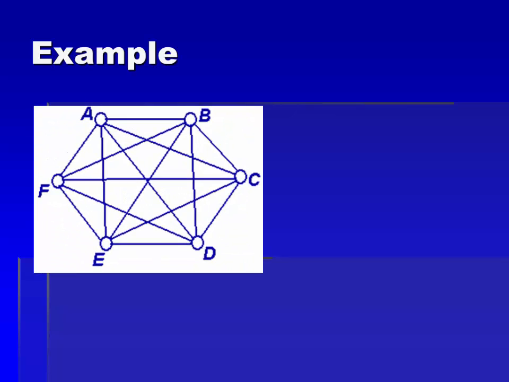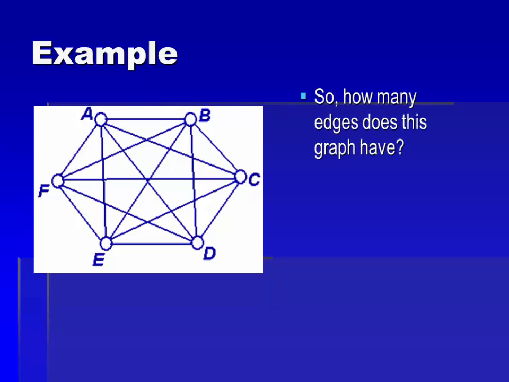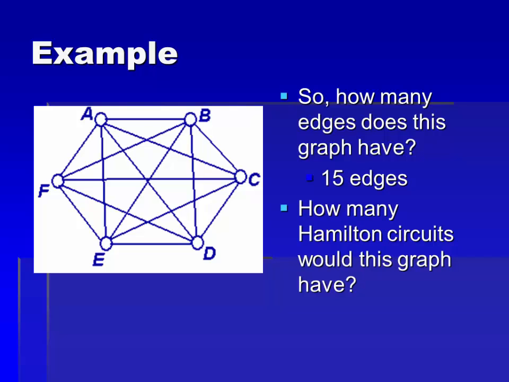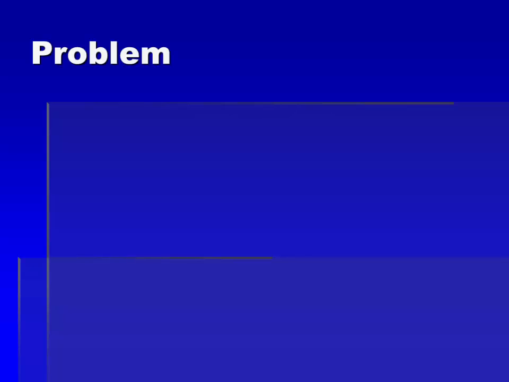So let's go back to complete graphs. Here we have a complete graph with 6 vertices. So how many edges does it have? Well, it's going to be 6 times 5, that's going to be 30, divided by 2 gives me 15. So we have 15 edges. How many Hamilton circuits does it have? Well, it's 6 minus 1, 5 factorial, and 5 factorial we found earlier was 120. So we have 120 circuits. I don't think we're going to be doing this one.